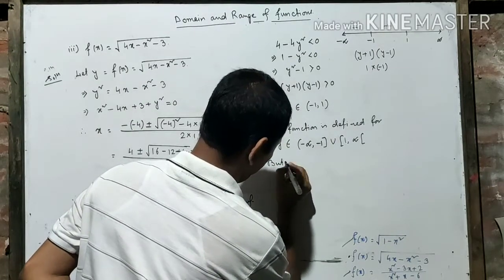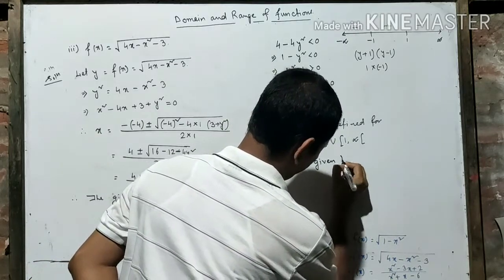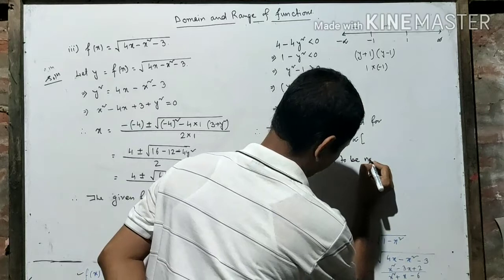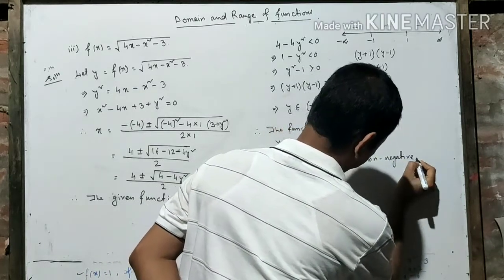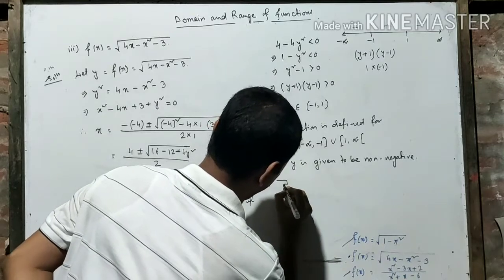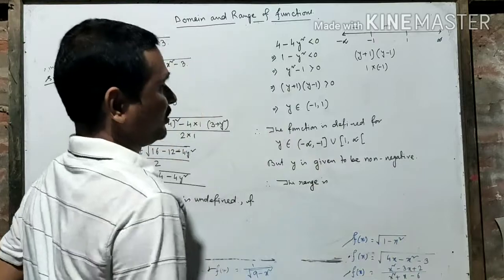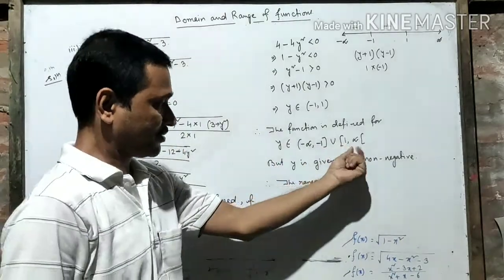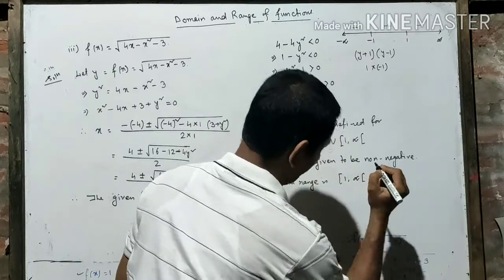But y is given to be non-negative. Therefore, the range is, leaving the negative portion, the range will be this, closed 1 to infinity. Alright?